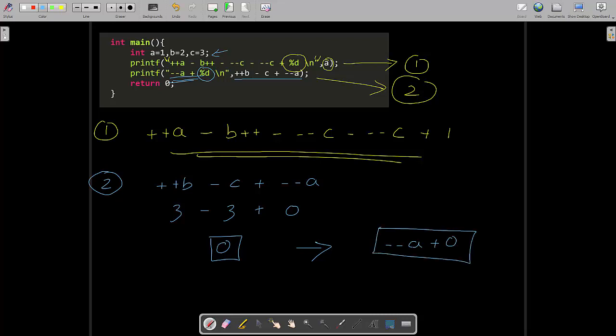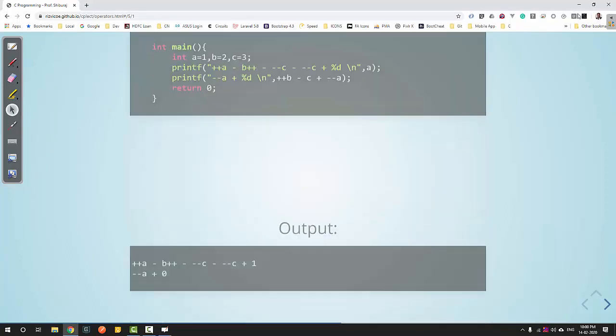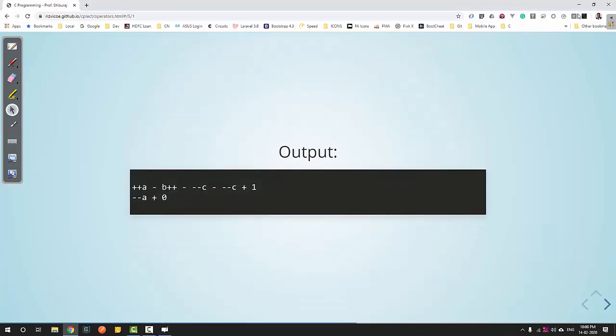This minus minus a comes because it is inside the quotes, and 0 comes because the value of this particular expression is 0. So thus we have two outputs, and let us now check the output. So the outputs are perfect.